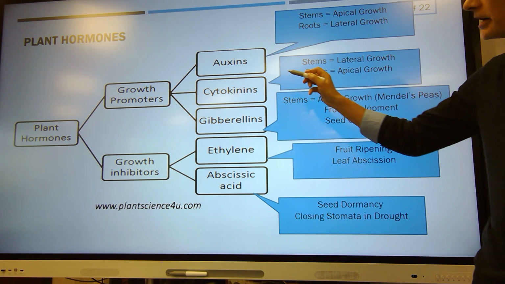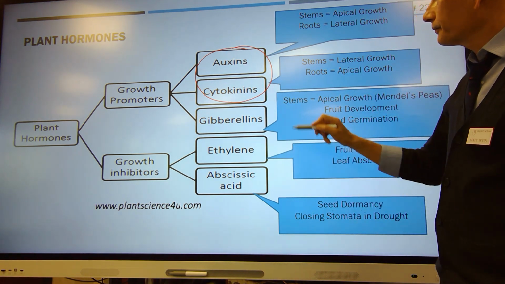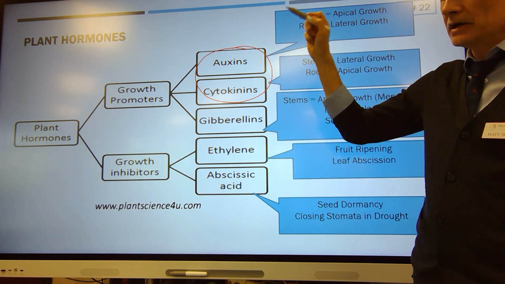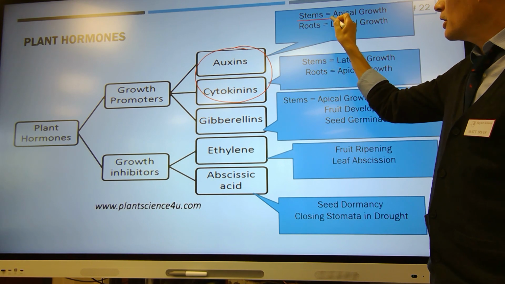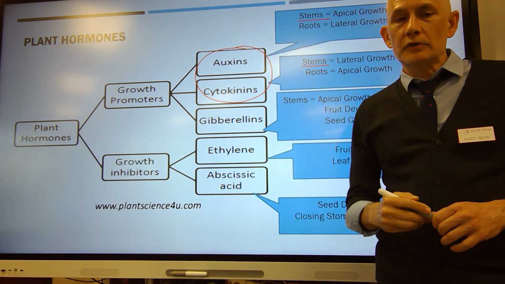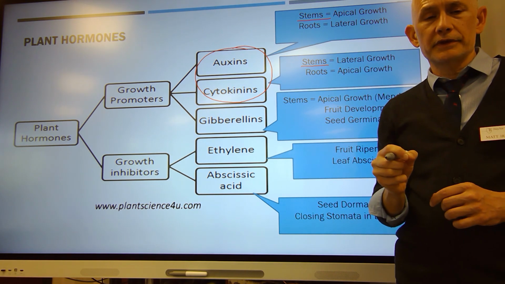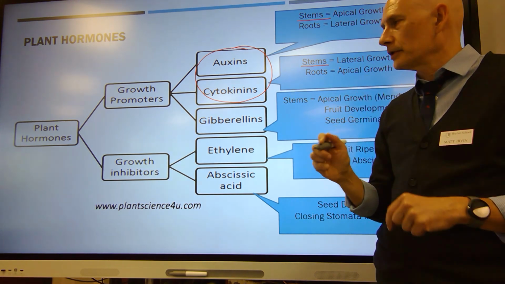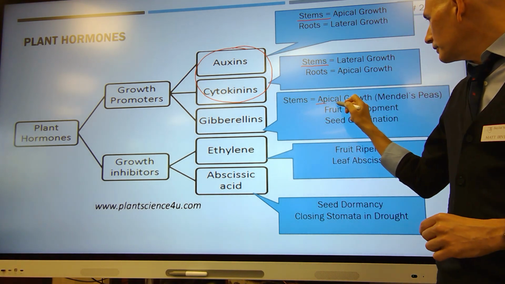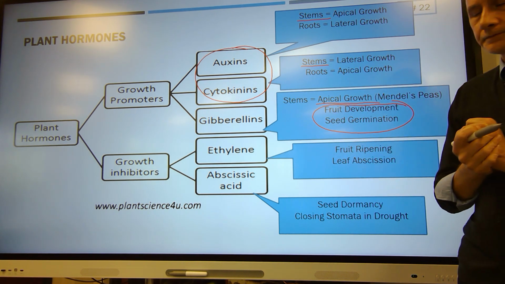Again, quickly, auxins and cytokinins are both for cell division, and they have the opposite effect. Auxins cause stems to grow tall, but roots to grow sideways. Auxins are what we used in our sunflower seed lab. So instead of the roots growing long with the auxins that inhibited the apical growth, cytokinins do the opposite thing.